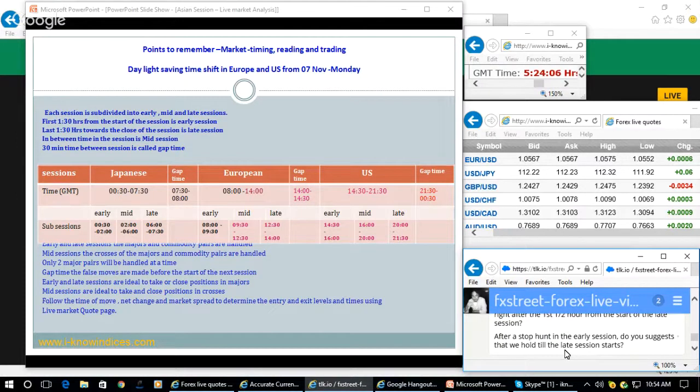Okay, after a stop in the early session, do you suggest that we hold till the late session starts? Yeah, when they make a downward stop, for example, and stop cutting the new low, and then they go above the initial low. We have seen in the case of USD CAD, they made a brief downward 4 pip stop and then went above the initial low, and they are holding it. So definitely they will make an upward stop during the late session.